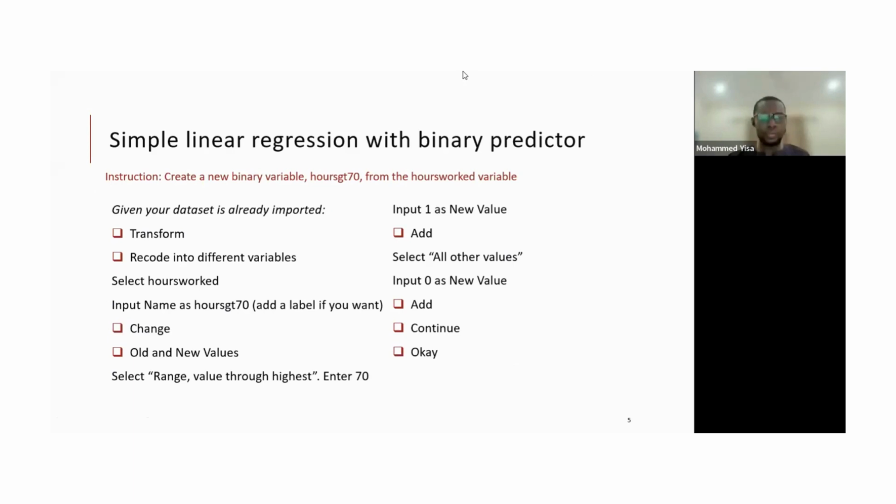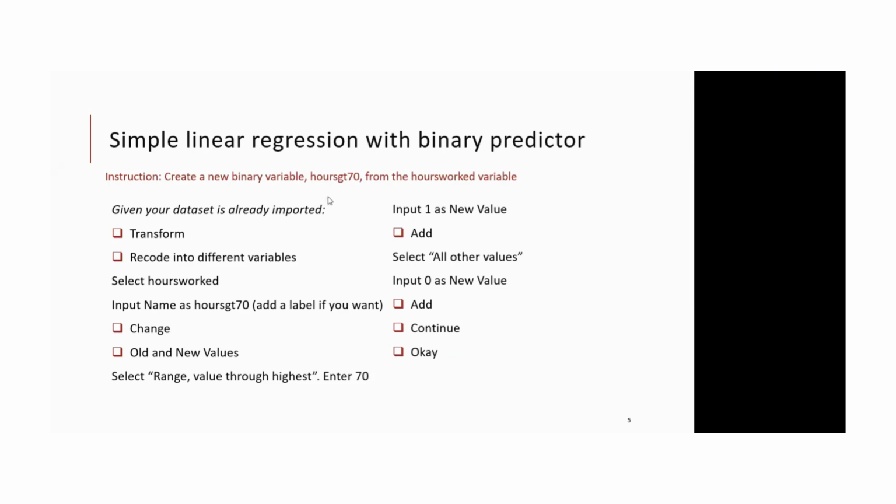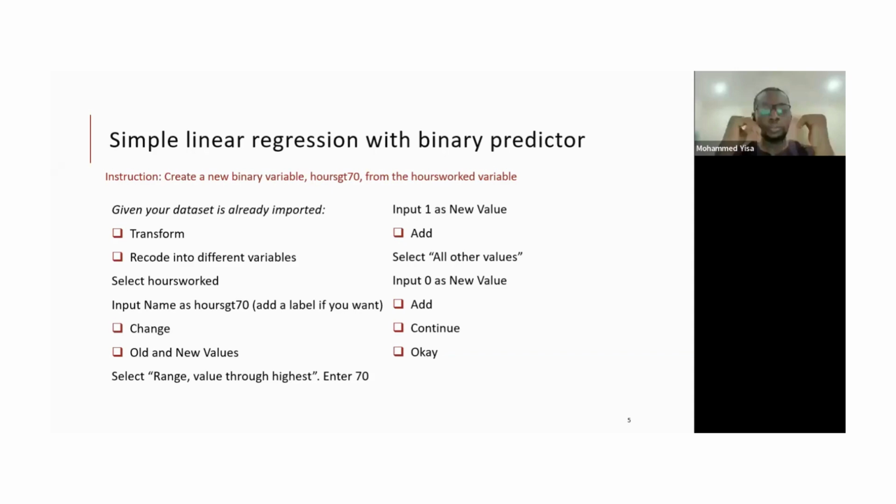Next example is talking about using a binary predictor to perform a linear regression. Basically, here we are going to be creating a new variable from the hours worked variable. We're going to transform that variable and recode it into two different variables. The variable is going to be split into those that have worked 70 hours or more, and those who have worked less than 70 hours. So let's go back into SPSS and see how that is done.